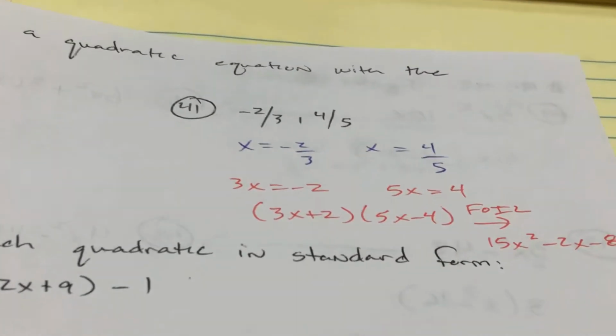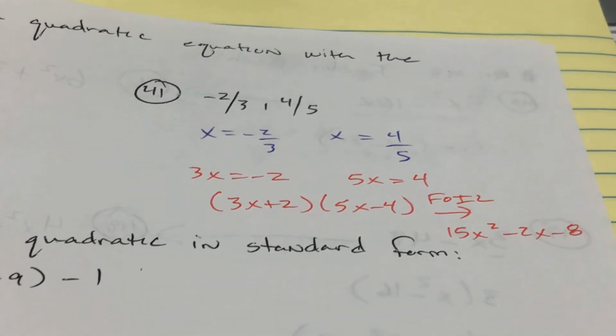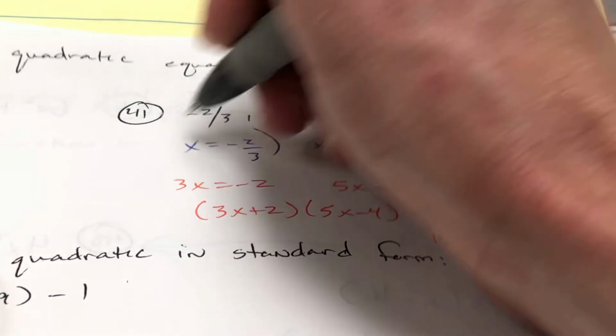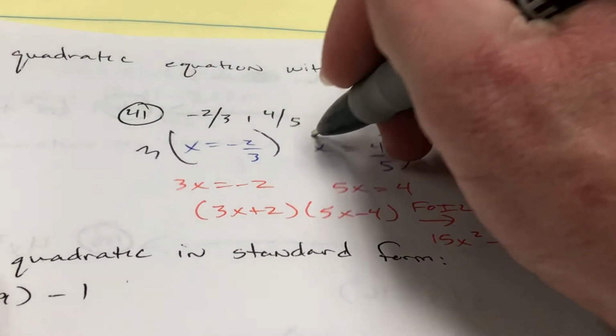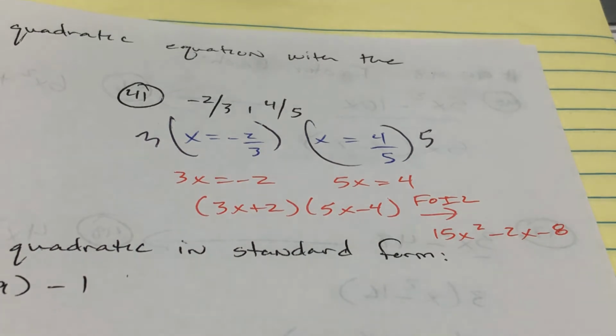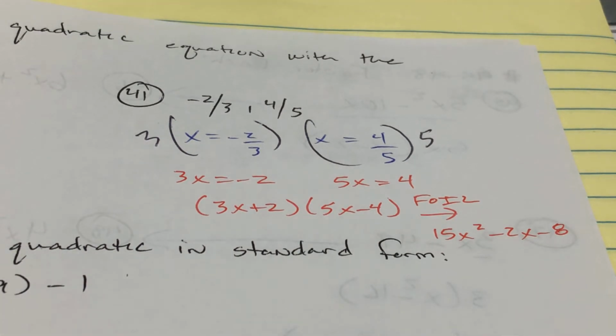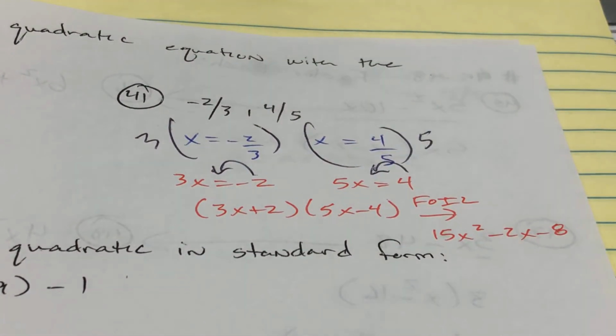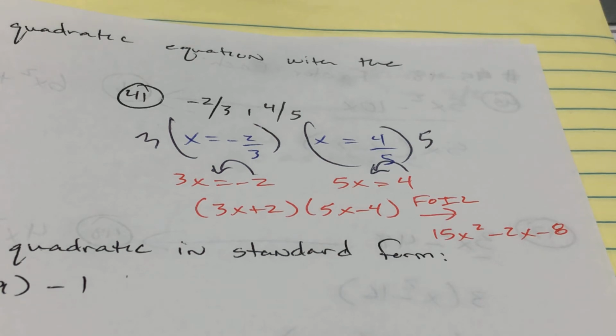And we roll here. So on 41, this is the more challenging of the two. x equals a negative 2/3, x equals 4/5. So what you're going to do is multiply everything here by 3 right away, and everything here by 5 right away. That gives you 3x equals negative 2, 5x equals 4, so move the negative 2 over, move the 4 over. You get 3x plus 2, 5x minus 4, and then FOIL.